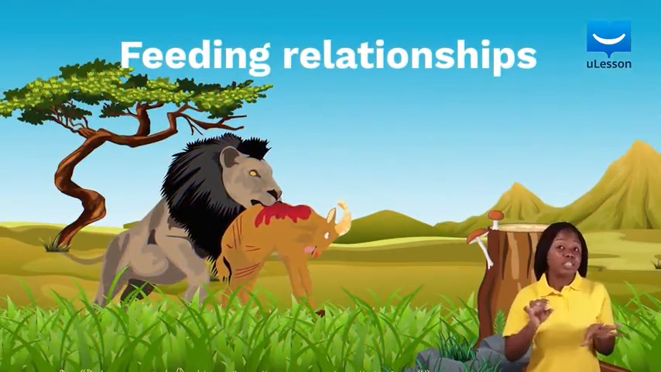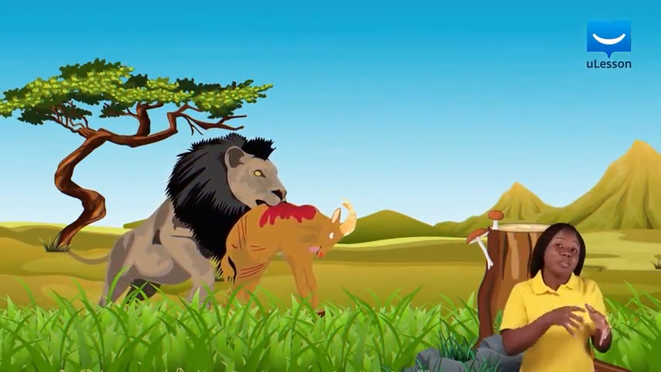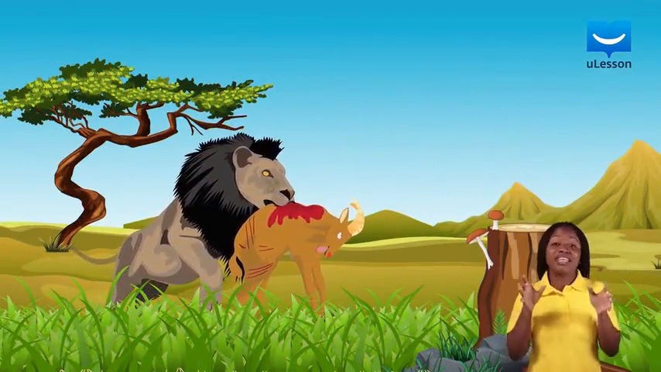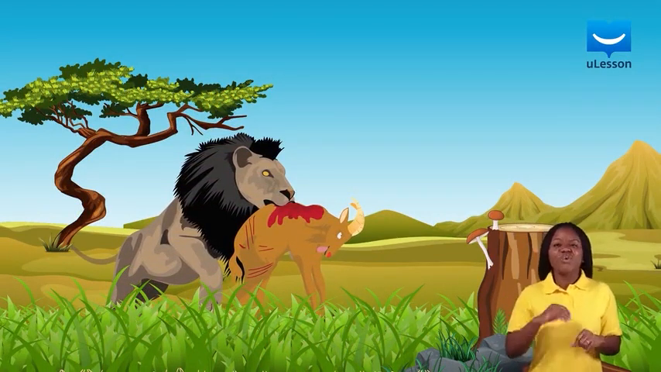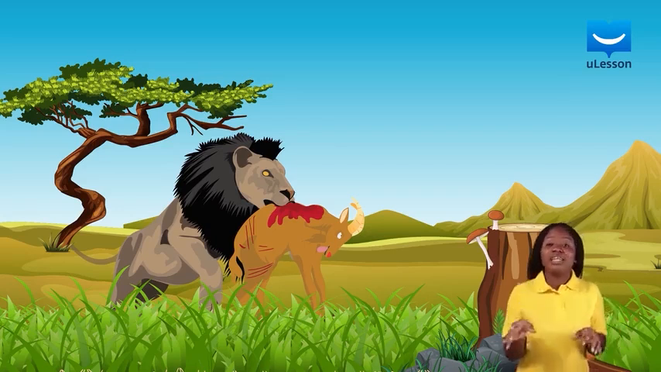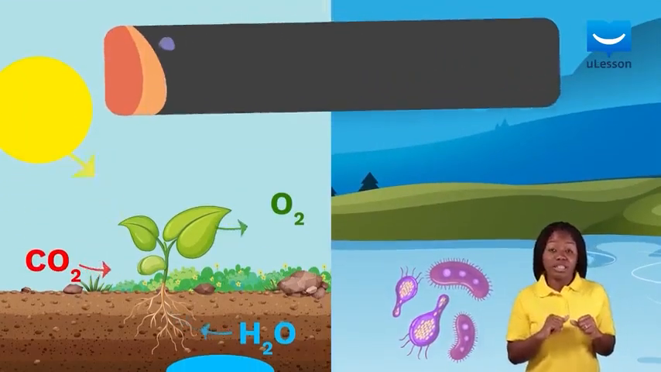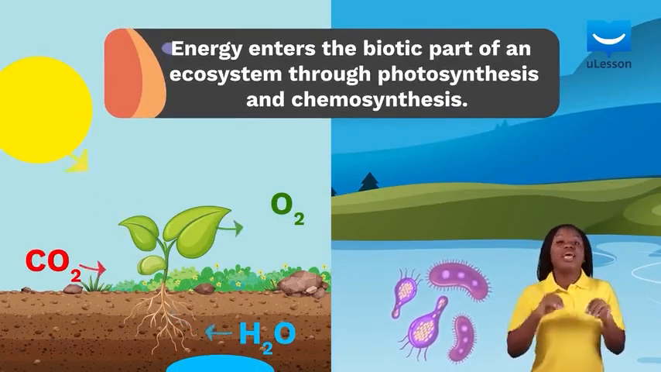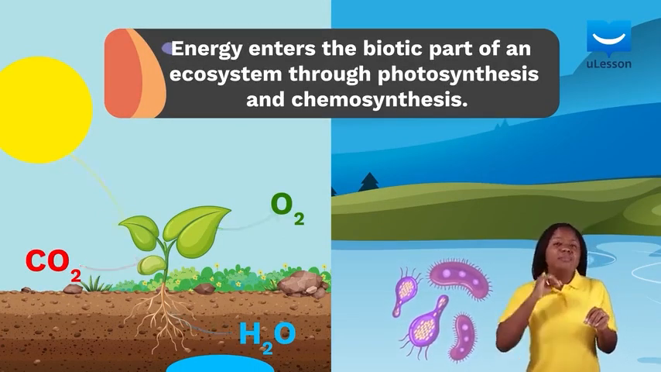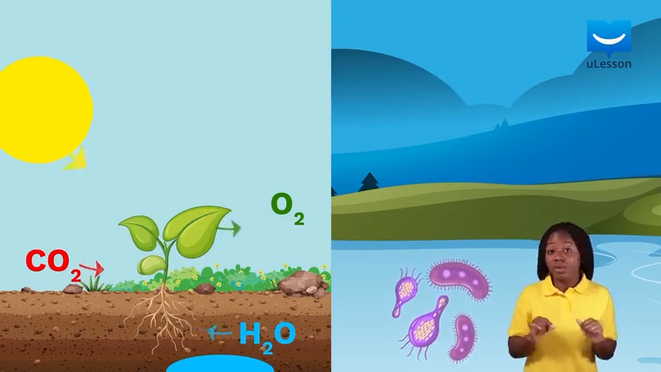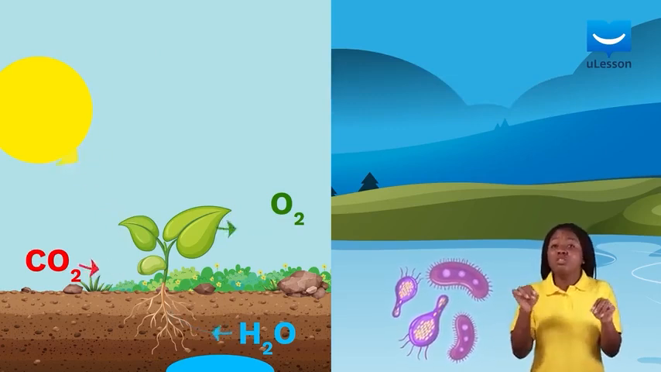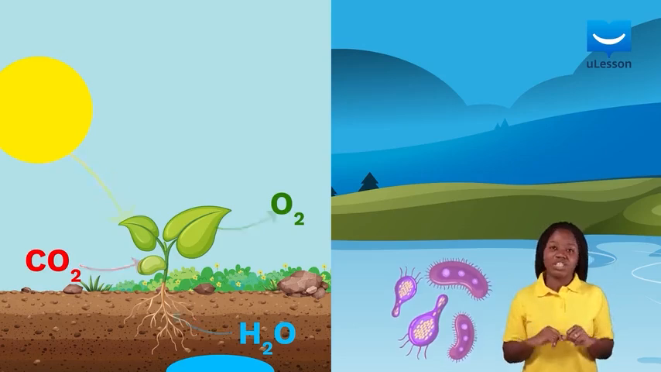We'll see how energy flows within the biotic component of an ecosystem as a result of the feeding relationships in that ecosystem. You already know that energy can enter the biotic part of an ecosystem through photosynthesis and chemosynthesis. We'll explore how this energy then moves out of this biotic part of the ecosystem to the abiotic part in another form, including some interesting concepts about energy.